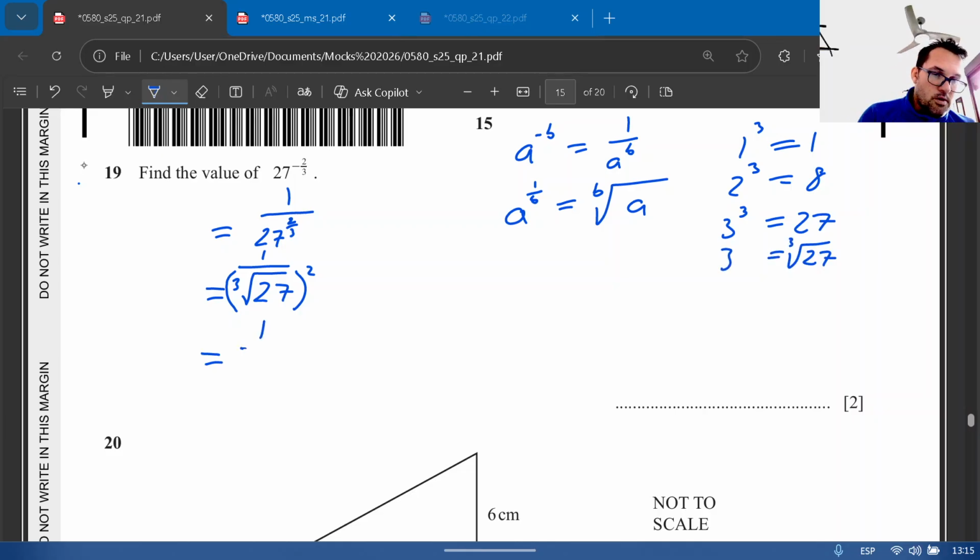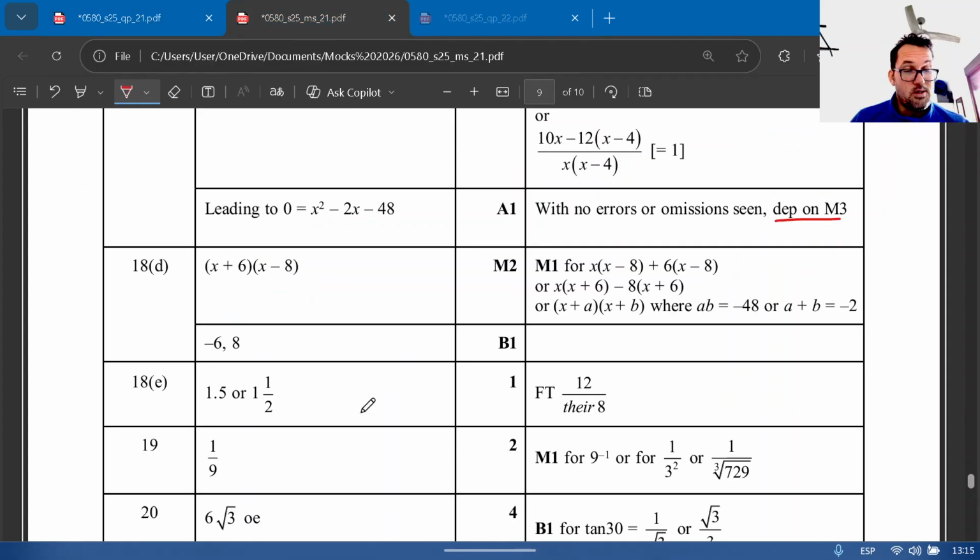So that will be 1 over 3. But that 2 has been hanging around since the start. Squared. 3 squared, of course, is 9. Answer 1/9. Know your rules of indices. You can do it in a different order. Look at that, they've done 27 squared. You can do the square first and then the cube root, but that's going to be a long way to do this.